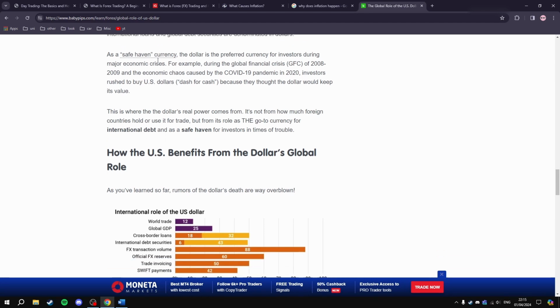As a safe haven currency, the dollar is the preferred currency for investors during major economic crises. For example, during the global financial crisis of 2008-2009 and the economic chaos caused by the COVID-19 pandemic in 2020, investors rushed to buy US dollars, dashed for cash, because they thought the dollar would keep its value. This is where the dollar's real power comes from. It's not from how much foreign countries hold or use it for trade, but from its role as the go-to currency for international debt and as a safe haven for investors in times of trouble.